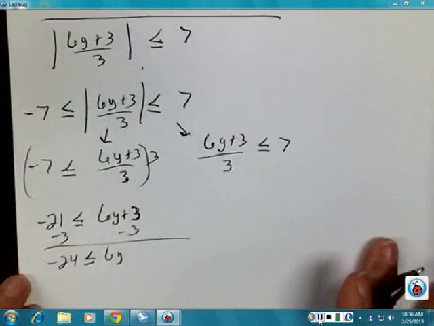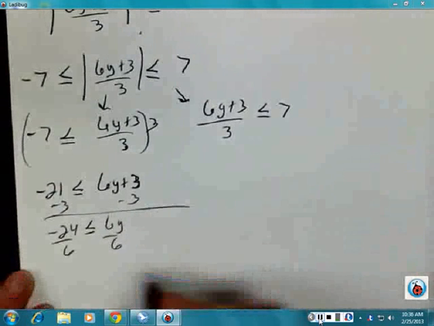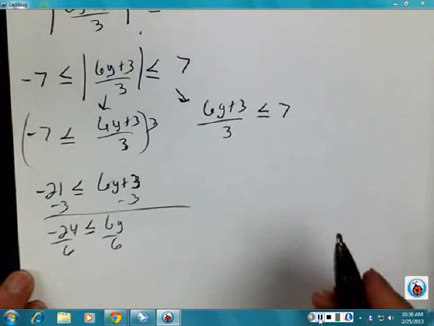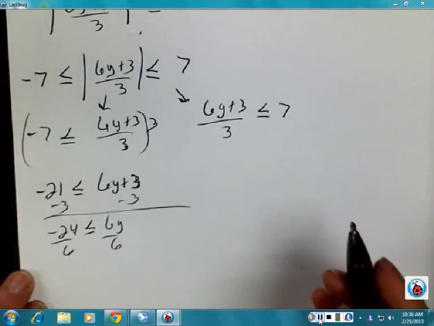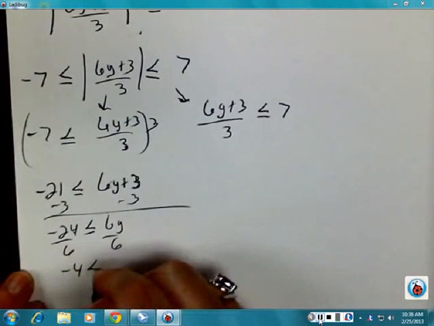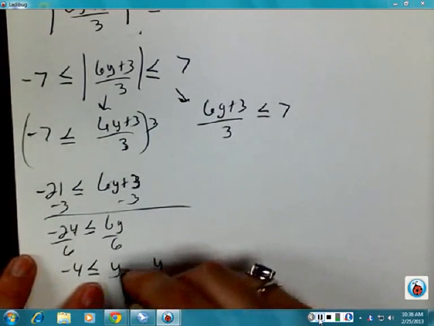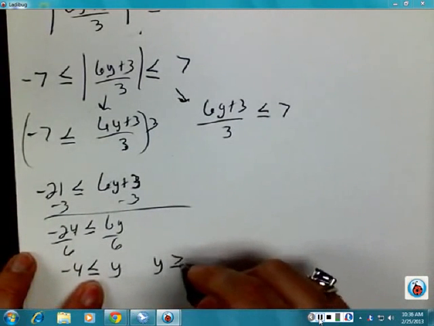Okay. So then divide by 6. Negative 24 divided by 6. What's negative 24 divided by 6? Negative 4. Okay. But that's not set up to do my graphing, so it's y is greater than or equal to negative 4.